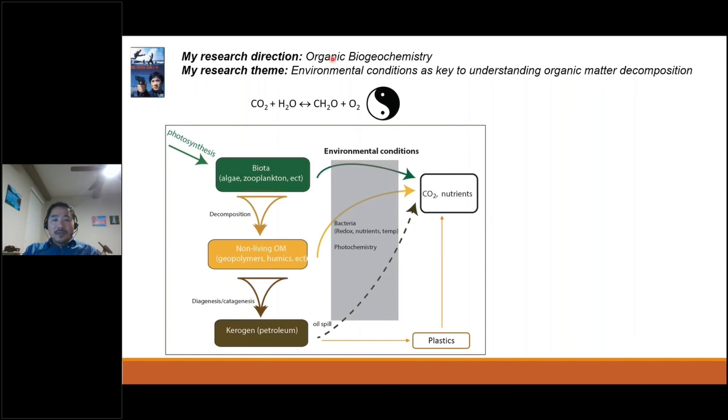This is a little bit complicated cartoon to show you, we deal with all types of organic matter from the fresh biota, algae, zooplankton, etc., and also non-living organic matter. Probably you guys have heard about the geopolymer, humics, and as they go through further decomposition, you form the kerogen and petroleum, right? They take a long time scale. But eventually all the organic matter will go back to the CO2, like the equation I have here, and the nutrients. But this process will be determined by the environmental condition. It determines whether you have bacteria, whether you have the sunlight, whether you have enough nutrients for the bacteria to break down the organic matter. And certainly now we have the plastics, right? Plastics is also a part of the organic matter in the environment that can be decomposed.